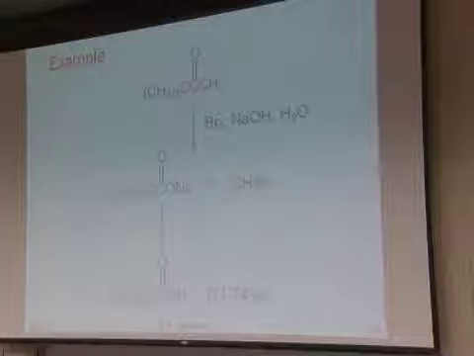A carboxylate plus bromoform or chloroform or iodoform, depending on whether you are adding Br2 or Cl2 or I2. Now, if you add H plus to the mixture, you will be protonating your carboxylate into a carboxylic acid, and you will still have the CHBr3, the bromoform.